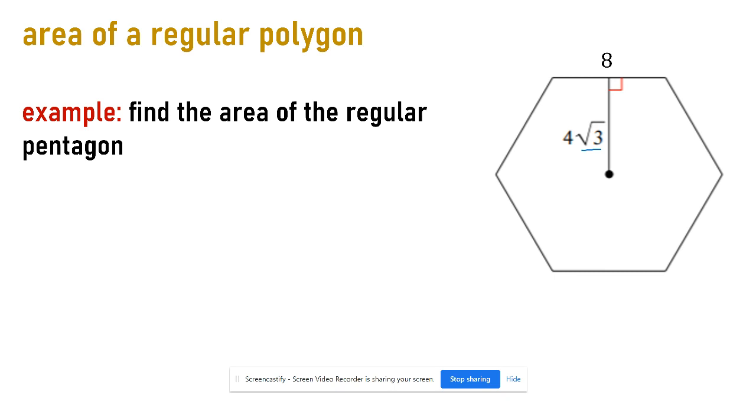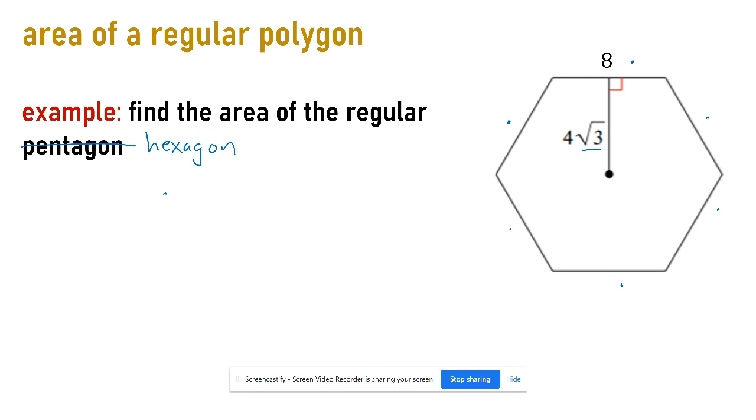Let's go ahead and set this up. Again, we're trying to find the area of this. It says pentagon. This is a hexagon. So typo there. Sorry about that. So we're trying to find the area of this regular hexagon. And I did say it's a hexagon. It does have 6 sides. 1, 2, 3, 4, 5, 6.